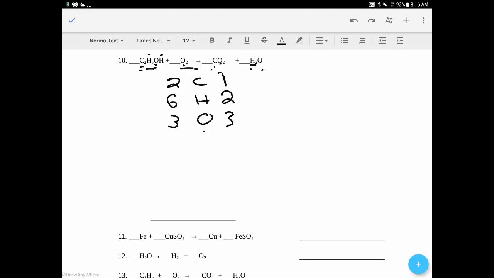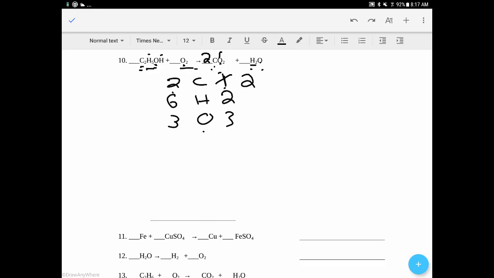So let's pick C's. We have 2 C's on the left, 1 C on the right. So let's balance that. In order to balance that, we need to put a 2 in front of that C so that now there are 2 C's on the right and 2 C's on the left. So C's are good. Now, that 2 did not just change the C's, though. That 2 also affected the O's.